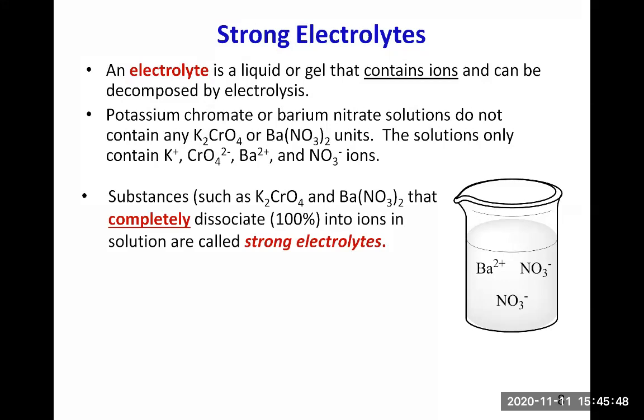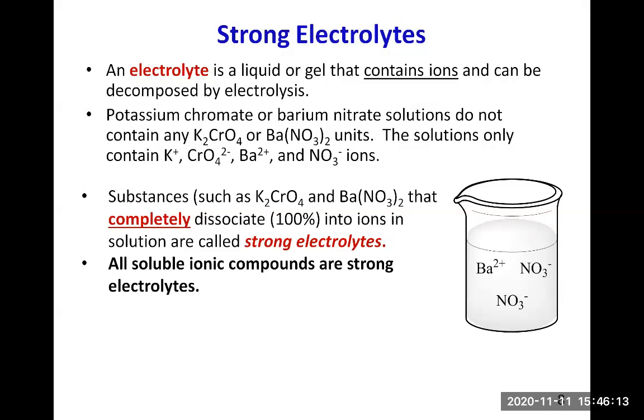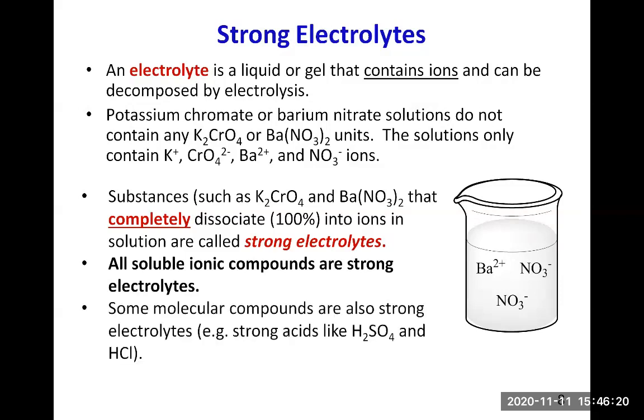So we said those substances like K2CrO4 or barium nitrate, we say that they completely dissociate, 100% completely dissociate into ions in solution. And because of that, we are calling them strong electrolytes, because they are completely becoming ions. All soluble ionic compounds are strong electrolytes. Whenever they are soluble, then they will be strong electrolytes.